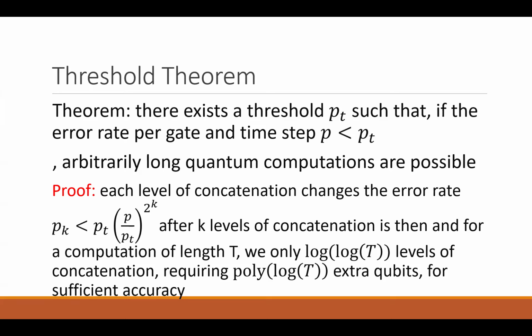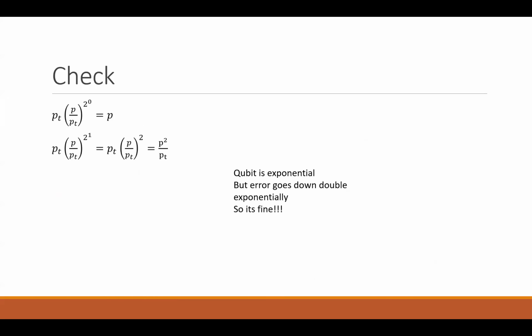Let's say I write C as 1 over p_t, for convenience. At the beginning you get p. The first layer is p. The second layer is p squared divided by p_t, since I write C as 1 over p_t. Now if I do it again, I get p to the fourth. So the second layer is p squared divided by p_t. Now you can do a third layer and you get p to the fourth divided by p_t.